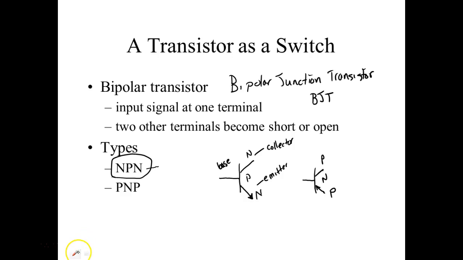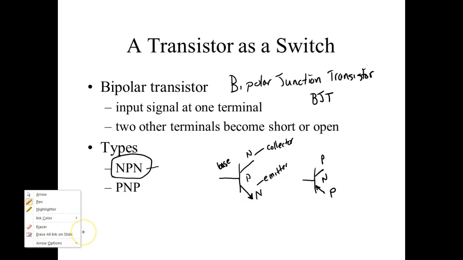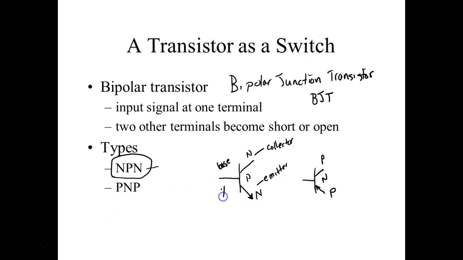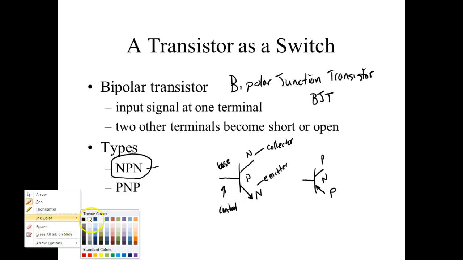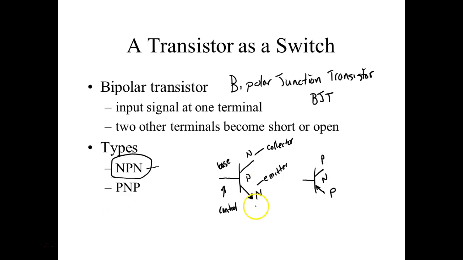Here's your valve right here. Here's the knob right here. So this is my control of the valve. I'm going to use that to open the valve or close the valve, but I'm not going to grab it with my hand. I'm going to do this electronically, right? You understand? That's my control. And here's my valve right here. So what I'm doing is I'm going to use the base to control the flow between the emitter and the collector.